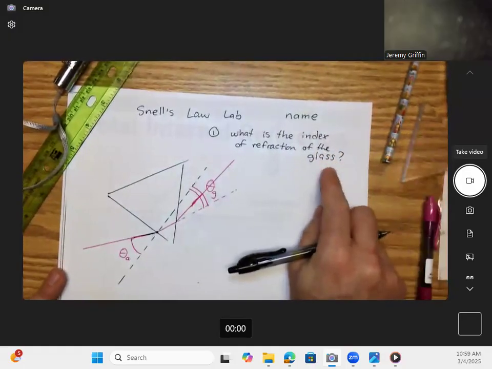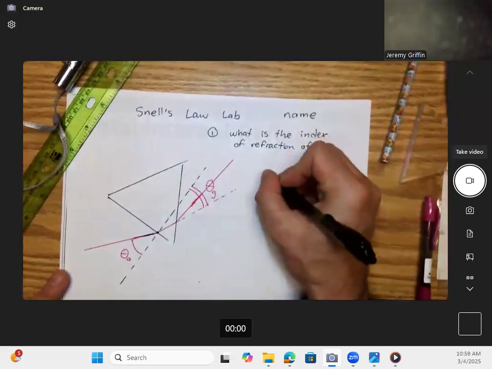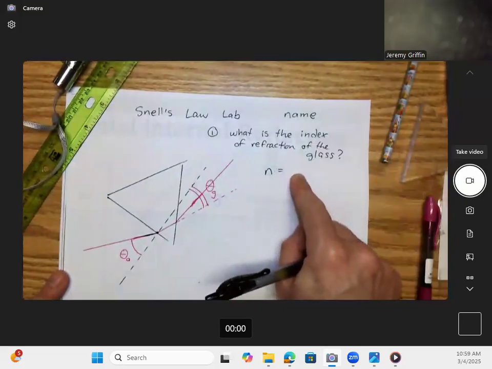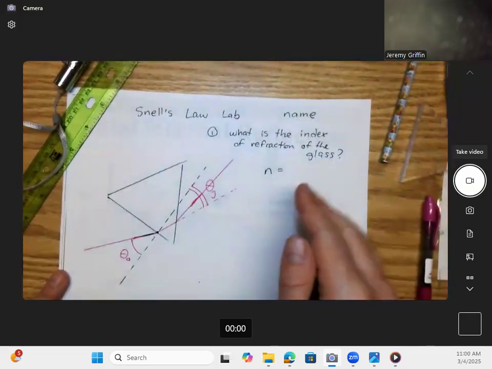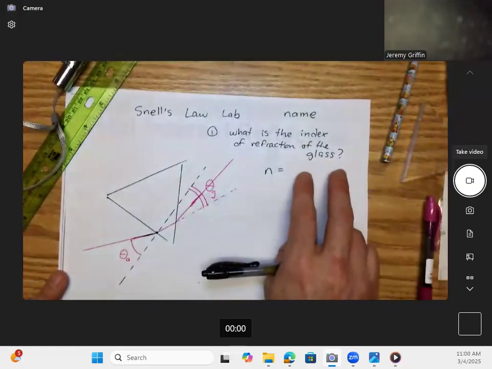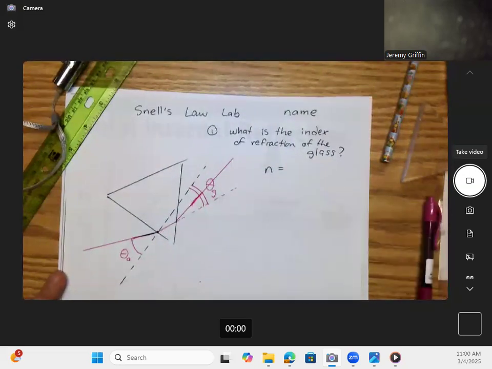You guys just told me a few minutes ago, what sounds more reasonable for index of refraction? So I'll say n equals something. Could it be 0.8 or 1.2? What sounds more reasonable? Yeah, it's got to be more than one. So I'll narrow it down. It's between 1 and 2. So it could be 1.2, 1.4, 1.6, 1.8, something like that.